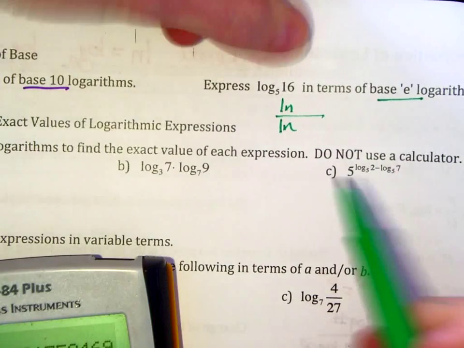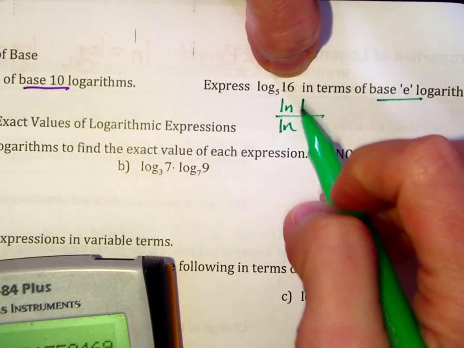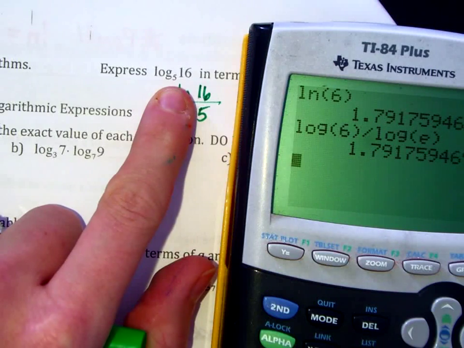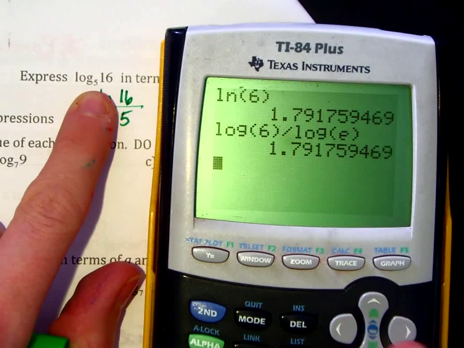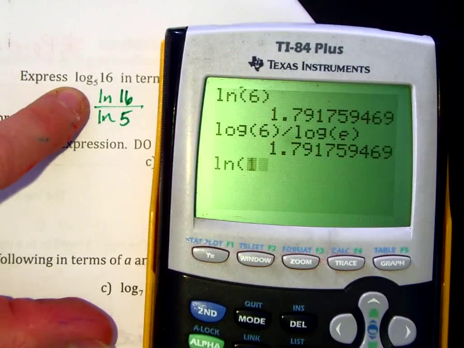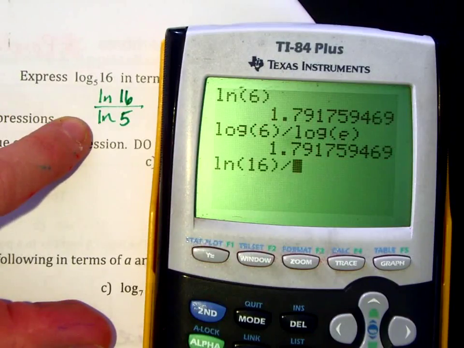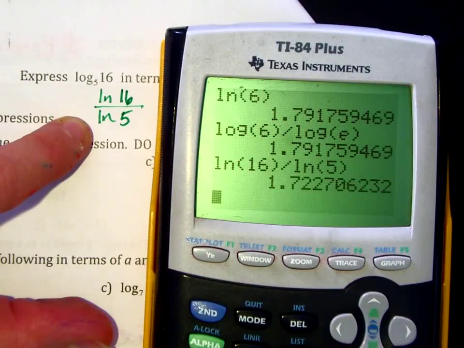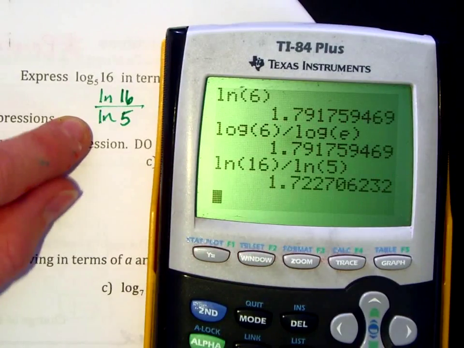Well, what is the number in this one? 16, and what is the base in this one? 5. So what that looks like is if I were trying to figure out what log base 5 of 16 is, I'm going to do the natural log of 16 divided by the natural log of 5. All right, and you got to make sure to end the parentheses there, and then you press enter, and that's what it is, okay?